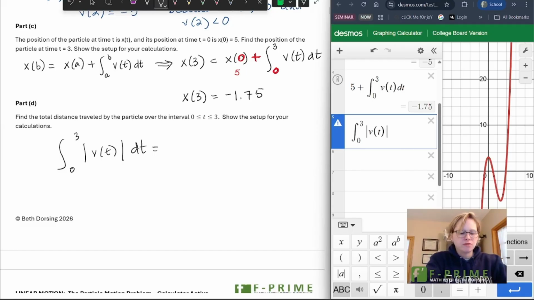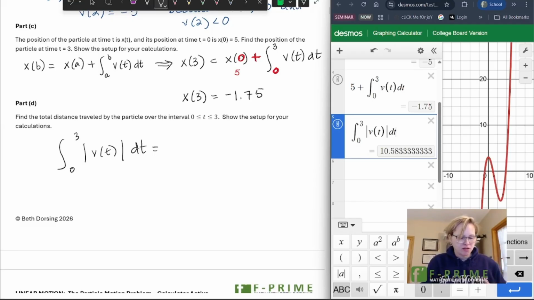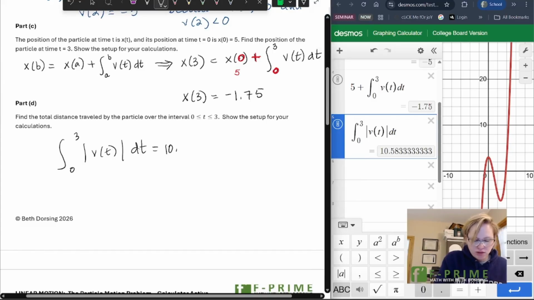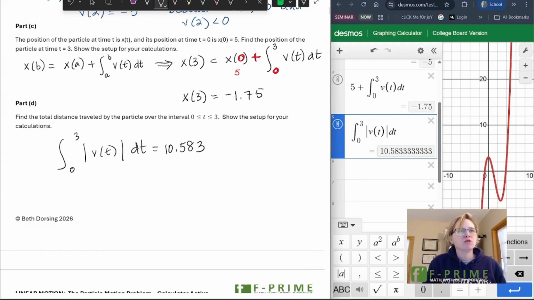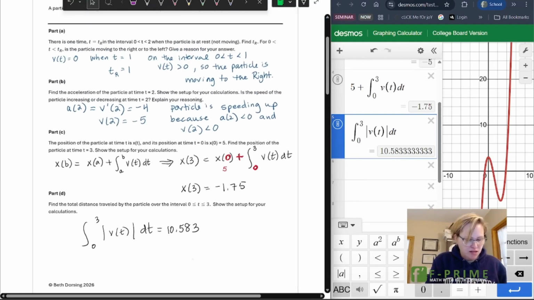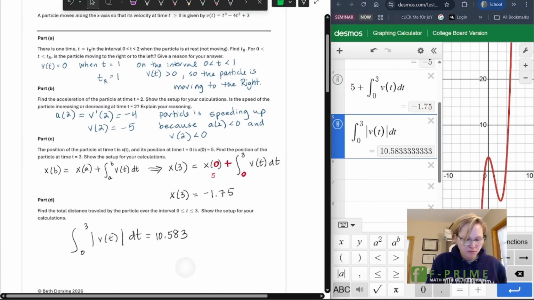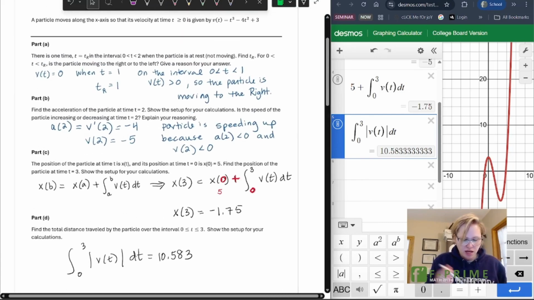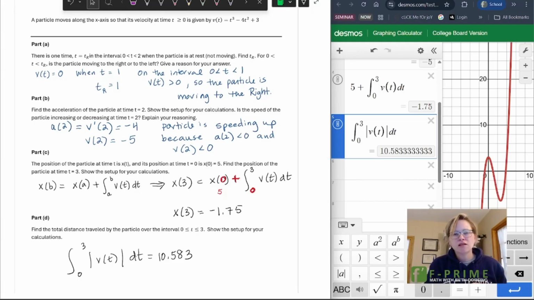Then you close off your absolute value, dt, and this spits out the total distance traveled. It makes everything positive, so we get 10.583, and that is enough for the total distance. Here is a snapshot of everything we just did, and all the points that we would hopefully earn on a free response like this. So let's move on and talk about some tips and strategies, generalize these problems, and record some info about how to do these linear motion, particles in motion problems.